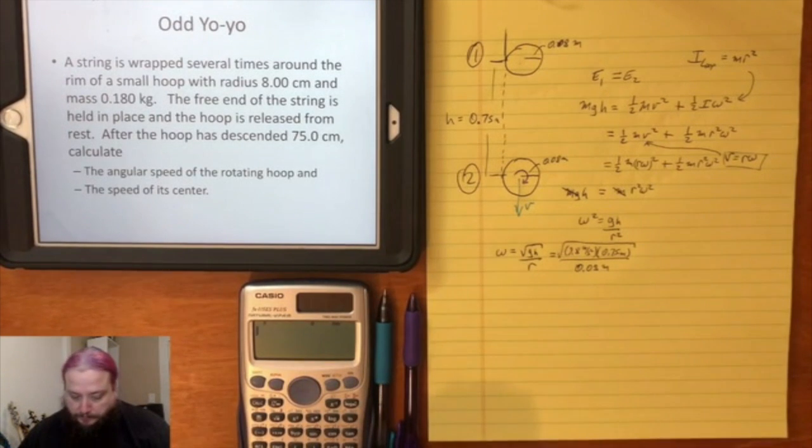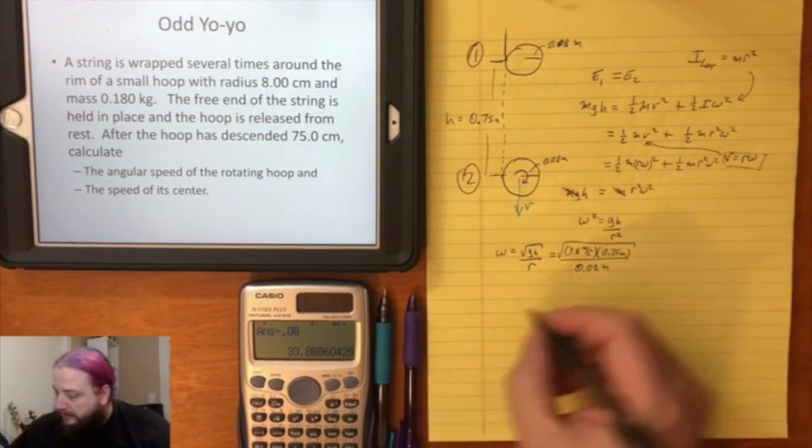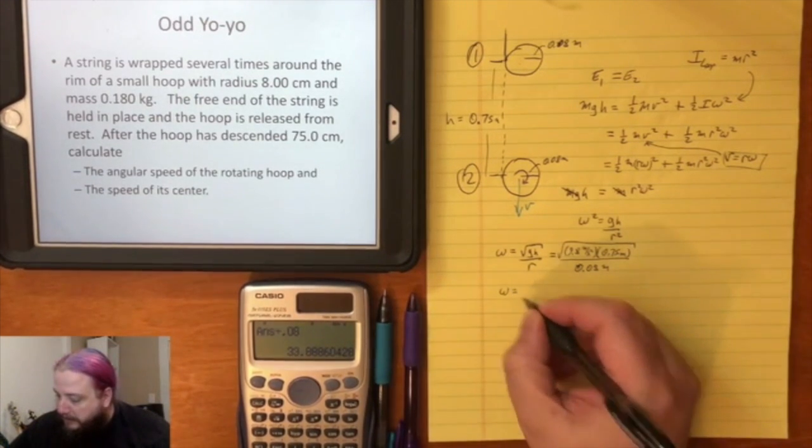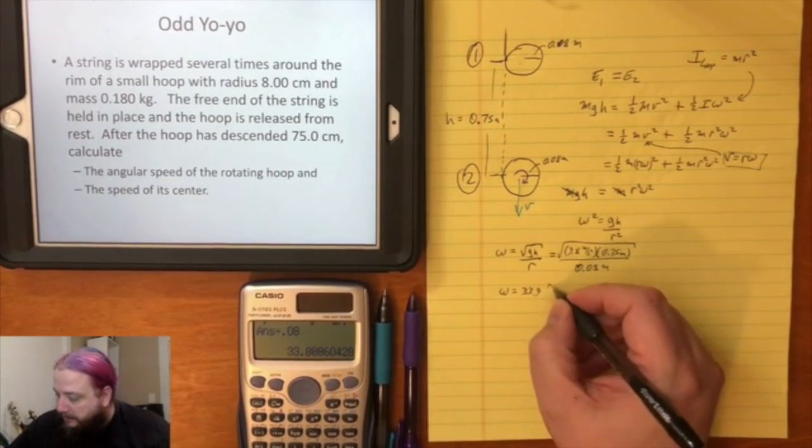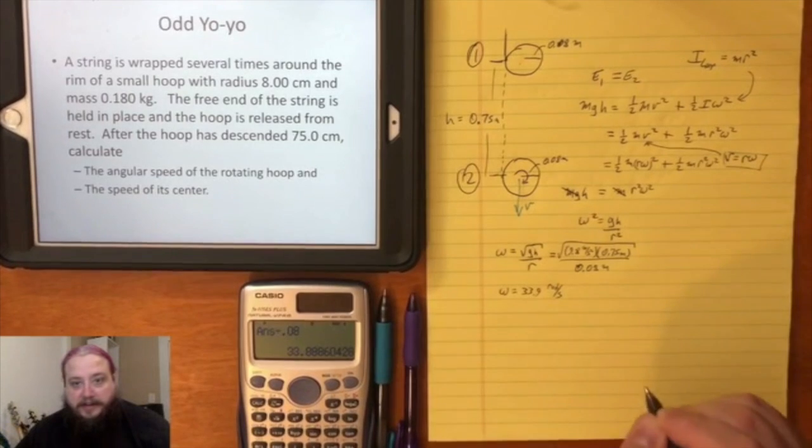So that's 9.8 times 0.75. Take the square root of that, divide by 0.08, and we get an angular speed or an angular velocity of 33.9 radians per second.